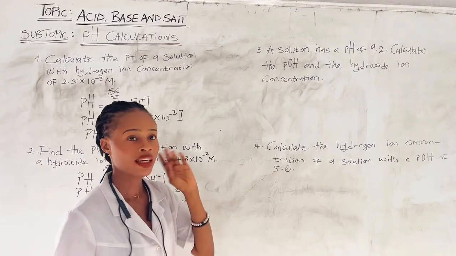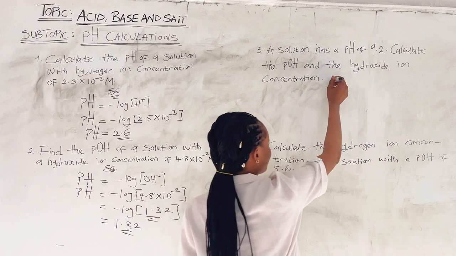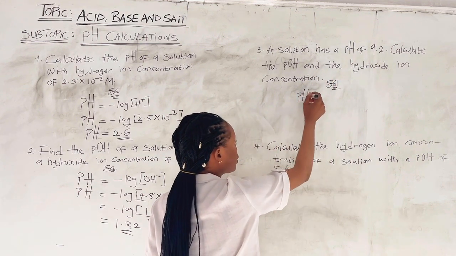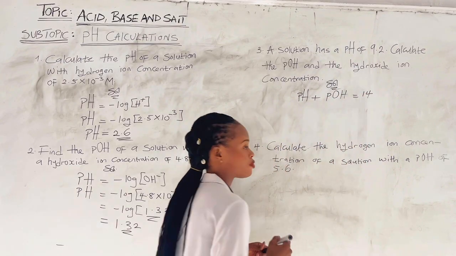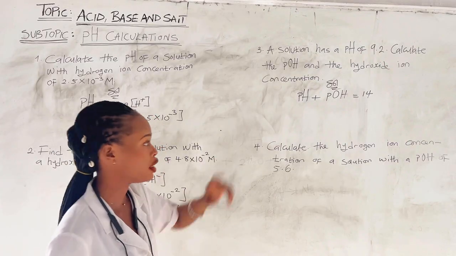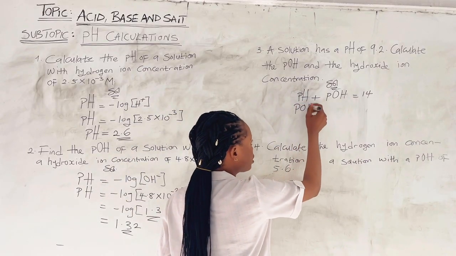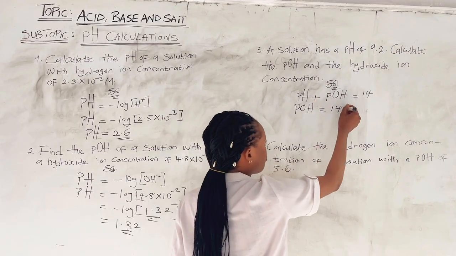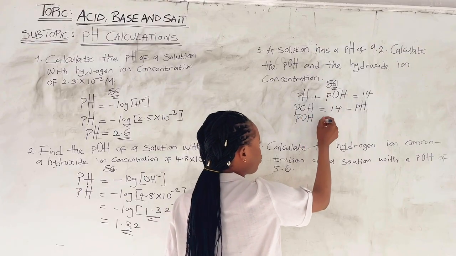So we're going to be applying a different formula, which is the second formula in the video that I gave previously. To solve this, we're going to be using this formula: pH plus pOH equal to 14. This is the formula we're going to be using. Now we're told to look for pOH. We're going to be making pOH the subject of the formula. So that will be pOH equal to 14 minus pH.